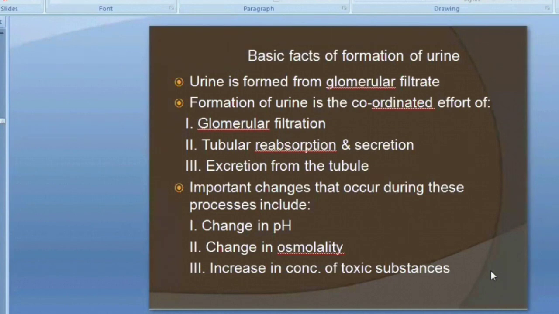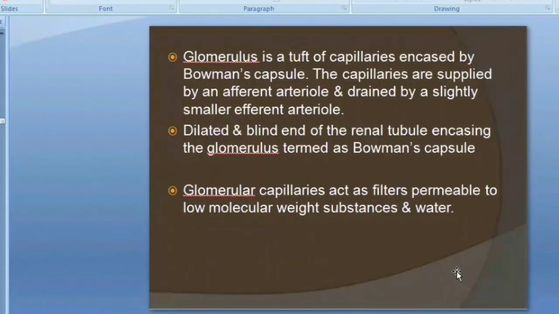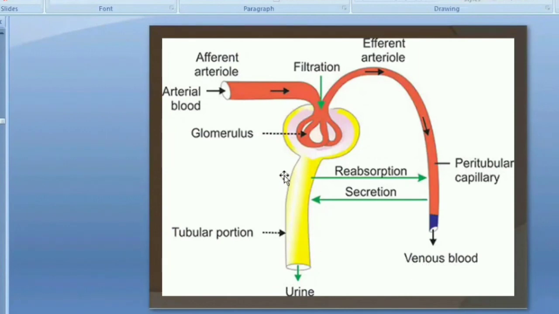So change in pH occurs, change in osmolality occurs, and there is an increase in concentration of toxic substances. These three basic changes occur during urine formation. Okay, next. Next, this picture we discussed about it. It is not necessary. Here the first is formation, glomerular filtration, then reabsorption, secretion, followed by excretion.